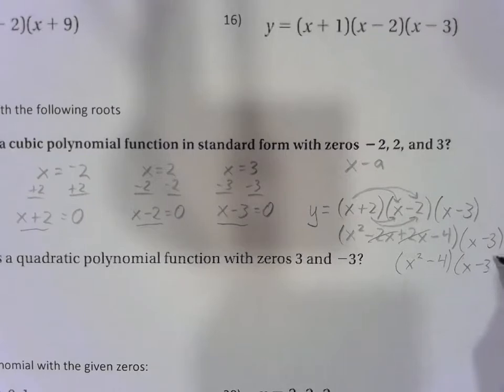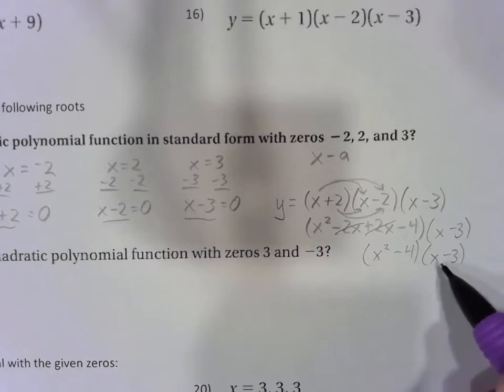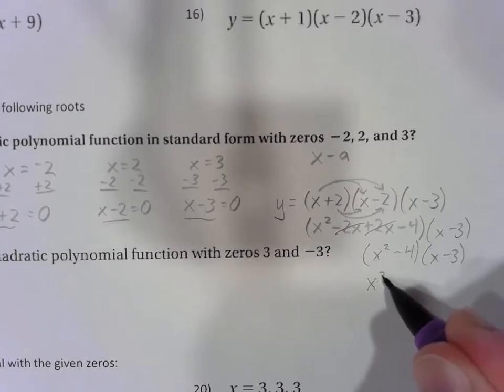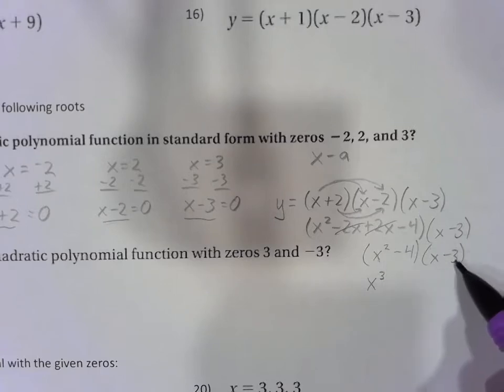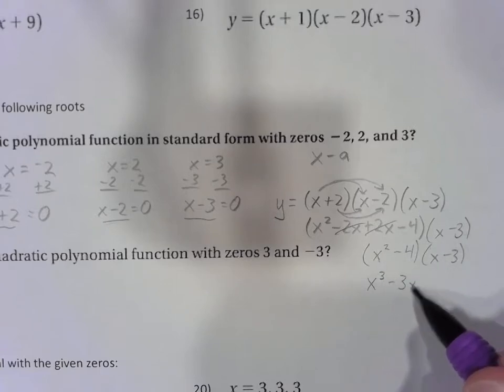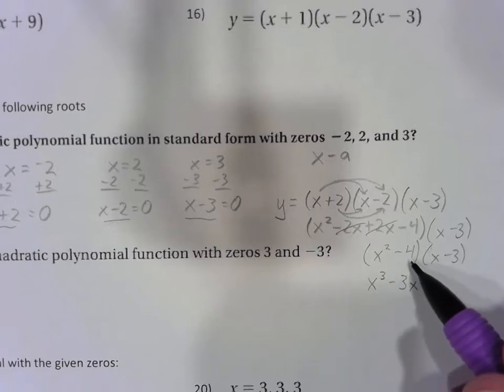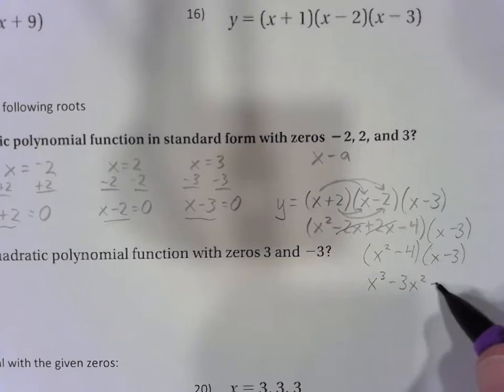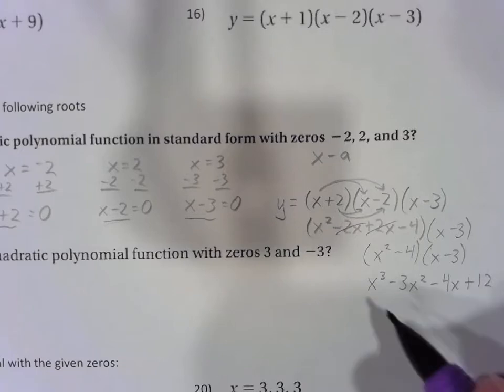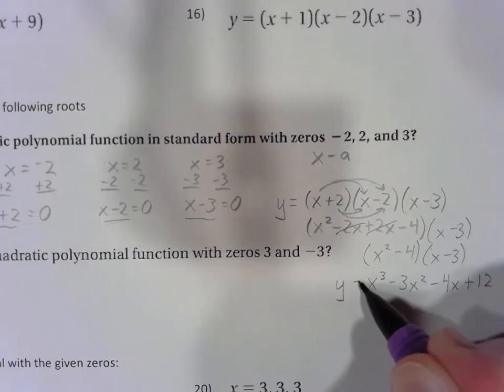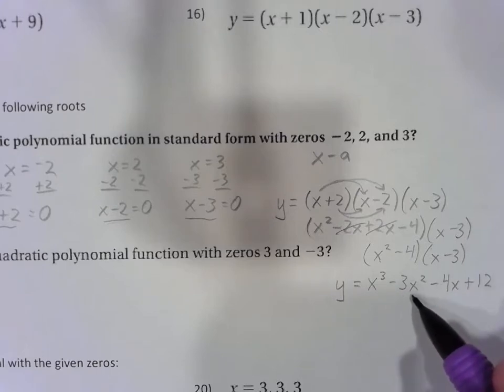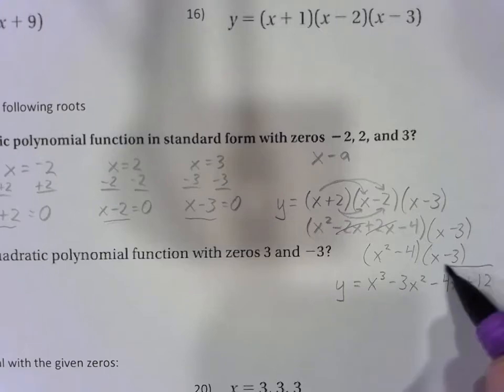And so my last step is I need to multiply these two expressions together. So x squared times x is x to the third. X squared times negative 3, negative 3x squared. Now we take negative 4 and distribute that. So negative 4 times x, negative 4x. Negative 4 times negative 3, positive 12. So standard form is y equals x to the third minus 3x squared minus 4x plus 12.